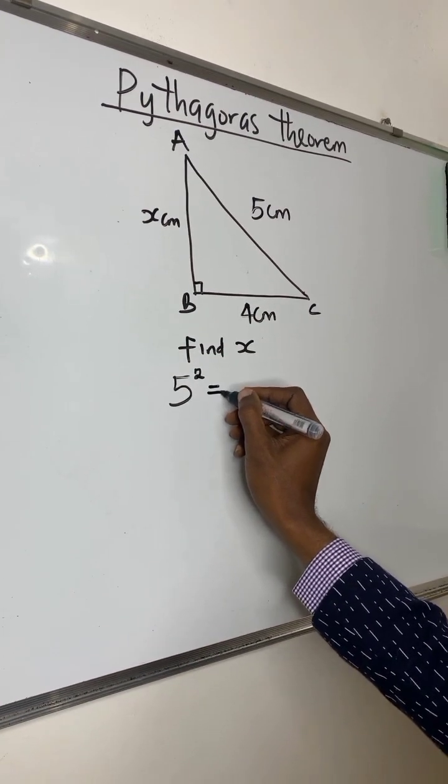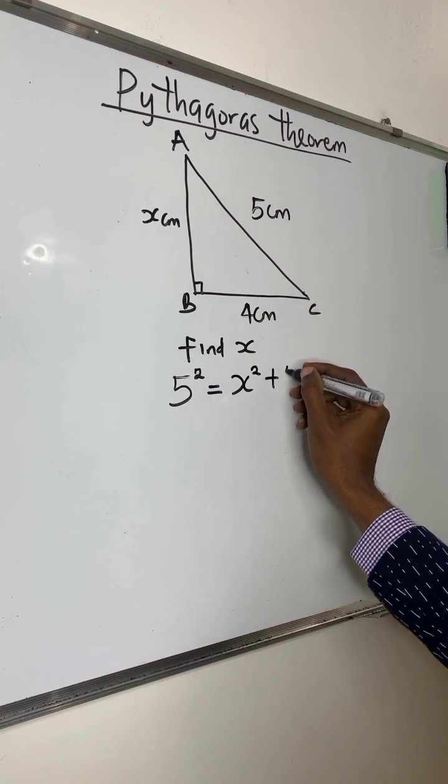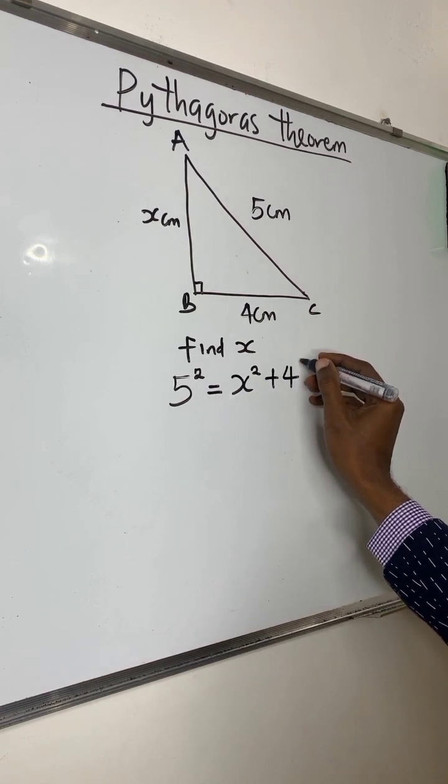Okay, so let's solve for the unknown. Now, our unknown is X. So from our Pythagoras theorem, we're going to have this simple mathematical statement: 5 squared is equal to X squared plus 4 squared.